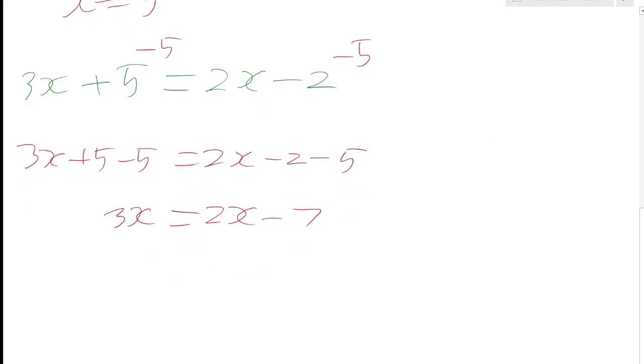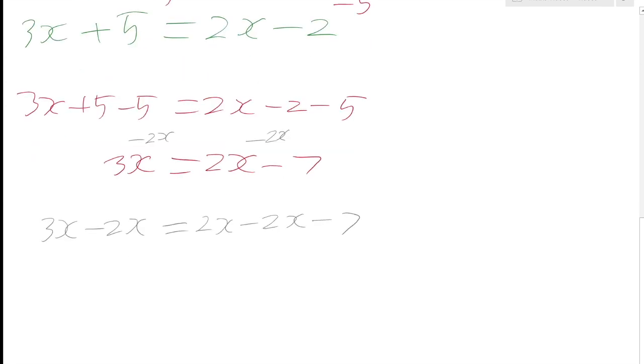Which is nice, but I've still got my unknowns, my x's, on both sides. So to deal with that, I'm going to subtract 2x from both sides. Now 2x is still just a number, so we can do this. Obviously we have to do it to both sides. So we get 3x minus 2x equals 2x minus 2x minus 7. Obviously 2x minus 2x is going to be 0 regardless of what x is. And we get 3x minus 2x equals minus 7.